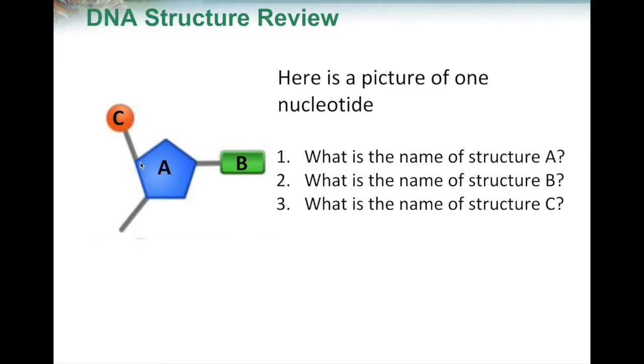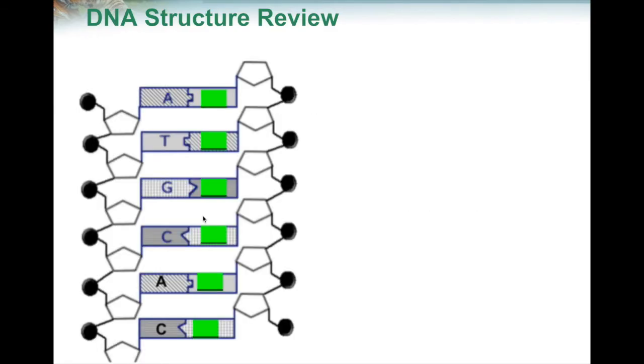Structure A is a sugar, and that sugar has a special name for DNA. It's called deoxyribose. Structure B, this rectangle, is a base. We call it a nitrogen base, and there's four types of bases. We have adenine, thymine, cytosine, and guanine. And then structure C, the circle, is a phosphate group. We can take this one nucleotide and put them with other nucleotides to make the structure of DNA.